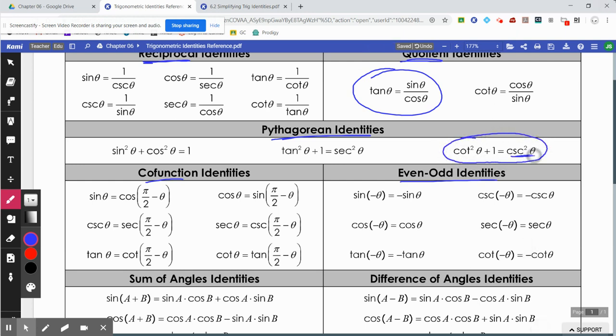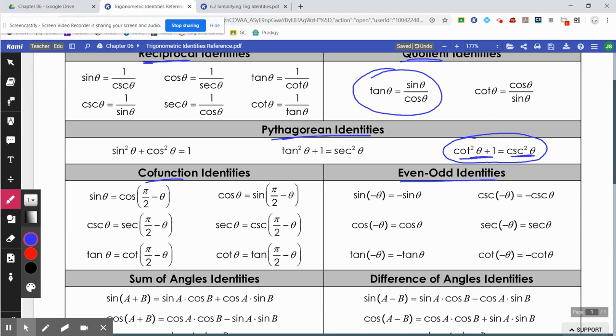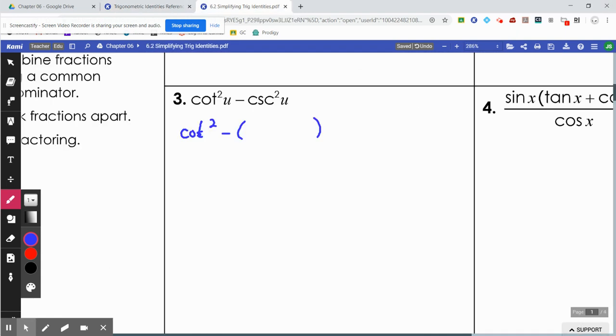Notice cosecant squared is equal to this. So what I can actually do is take out my cosecant squared and plug in cotangent squared plus 1. So now I would have cotangent squared minus, now put it in parentheses as you plug it in. Again, I said cosecant squared is equal to cotangent squared plus 1.